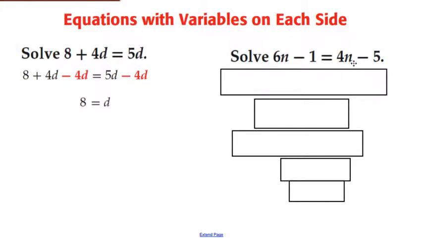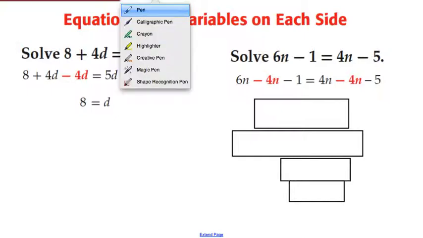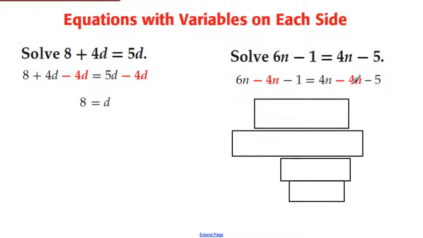In this second equation, we have n's on both sides and we have constants on both sides. So this will take us a couple of steps. Usually I try to move the smaller n term. So since 6n is bigger than 4n, I would subtract 4n from both sides to keep my variable positive. So we're going to go ahead and subtract the 4n from both sides. And as you can see, that's going to make that term drop out right here. So 4n minus 4n is 0. And then when we rewrite that, we get 2n minus 1 equals negative 5.